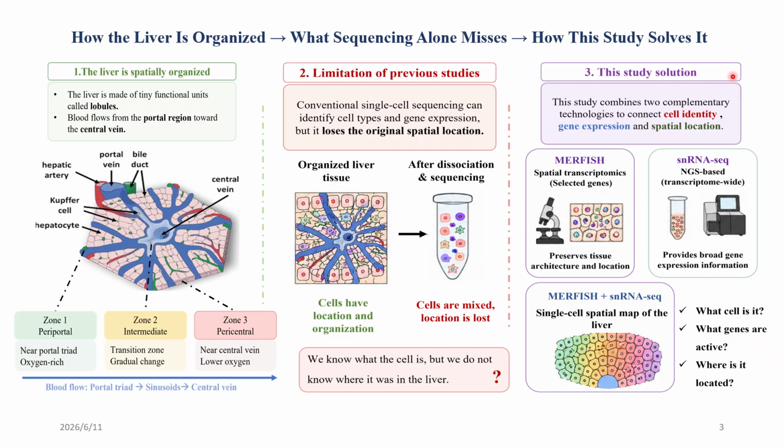So the solution in this study is to combine two technologies. One is MERFISH and the second is single nucleus RNA sequencing, which is an NGS based technology. MERFISH answers where the cell is, and single nucleus RNA sequencing answers what genes are active. By integrating both, the authors connect cell identity, gene expression and spatial location to build a single cell spatial map of the liver.